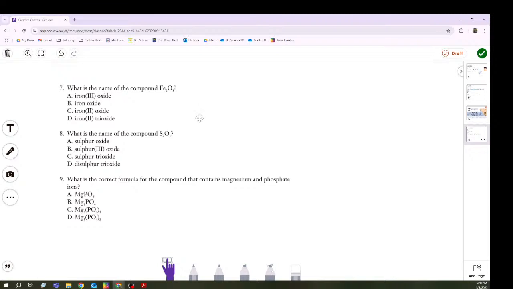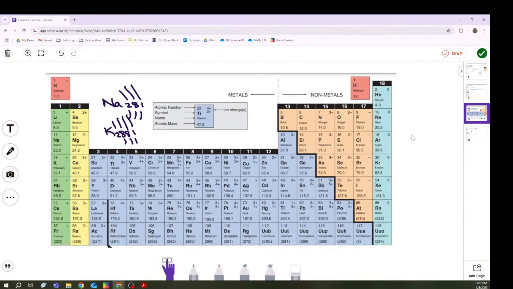So what is the name of Fe2O3? Can you see that? I can write it out bigger if you want. Fe2O3. Oh, we're on the move. Okay, so you got the name written down. Here's your periodic table. What is the name for Fe2O3?